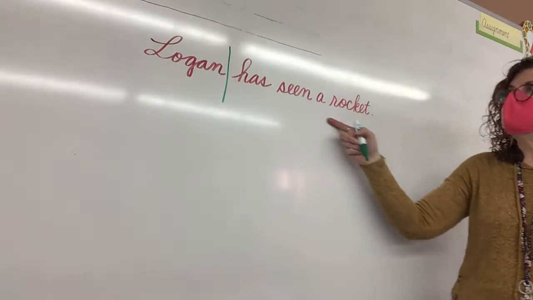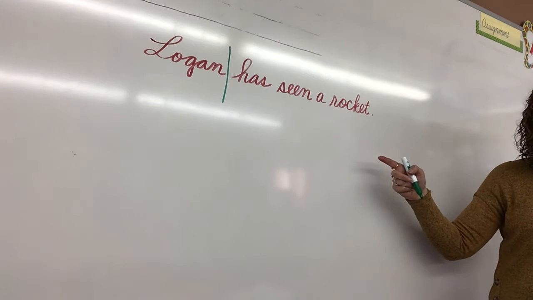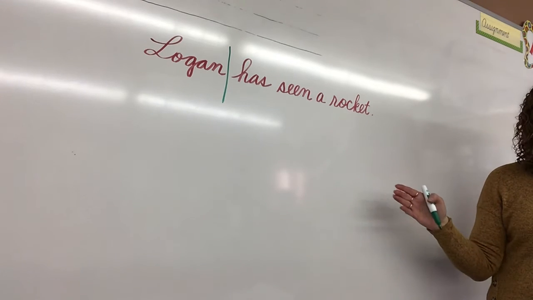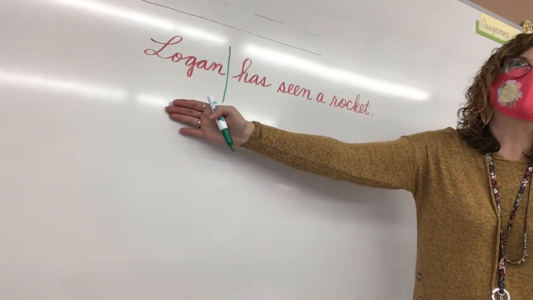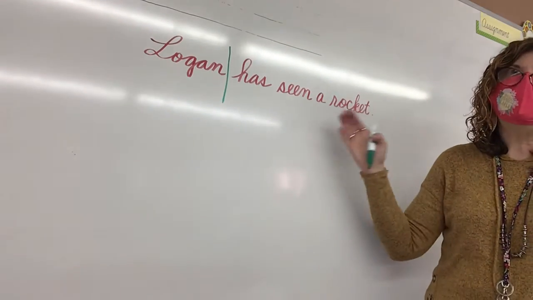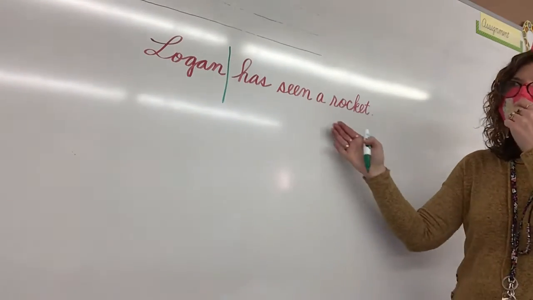Alright, so what part of this sentence is this? Predicate. I didn't ask you to read this part of the sentence. I said, what part of the sentence is it? So this is the subject part of the sentence. Grace, Taylor, pay attention. This is the predicate part of the sentence. Subject part of the sentence, predicate part of the sentence.